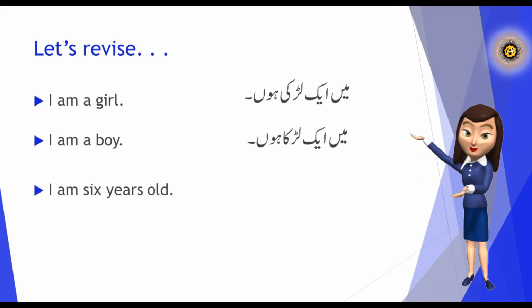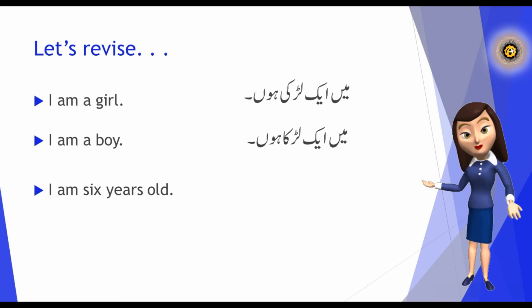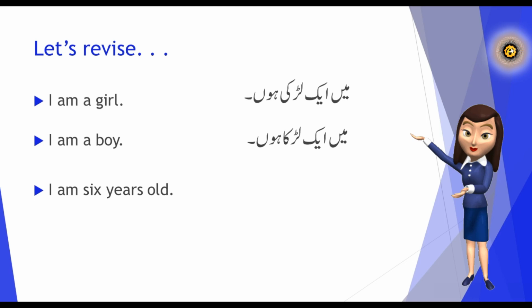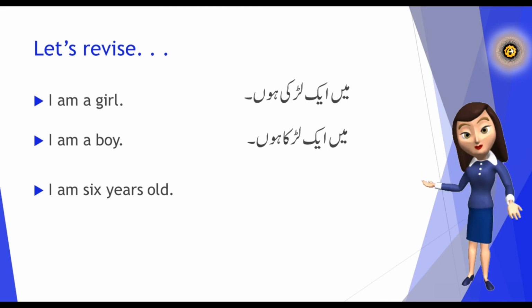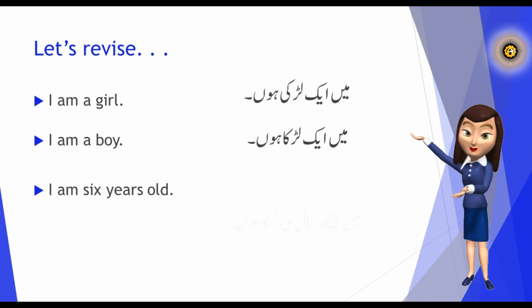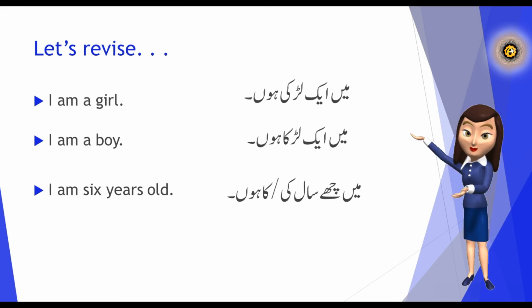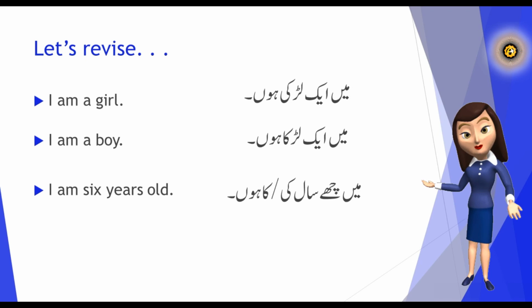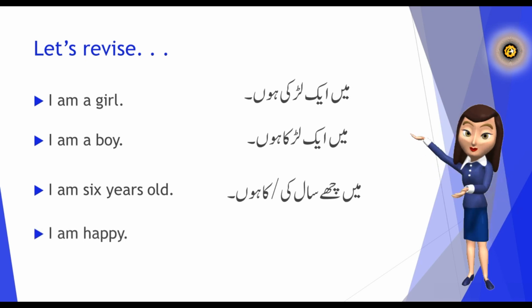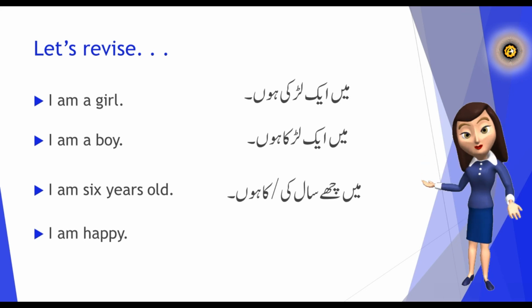Then we say, I am 6 years old. Of course, you are going to say how old you are. So, suppose it is 6. So, we are saying, I am 6 years old. And in Urdu it is, मैं 6 साल की हूँ if you are a girl. And if you are a boy, you are going to say, मैं 6 साल का हूँ. Okay? Then we say, I am happy. And in Urdu it is, मैं खुश हूँ.